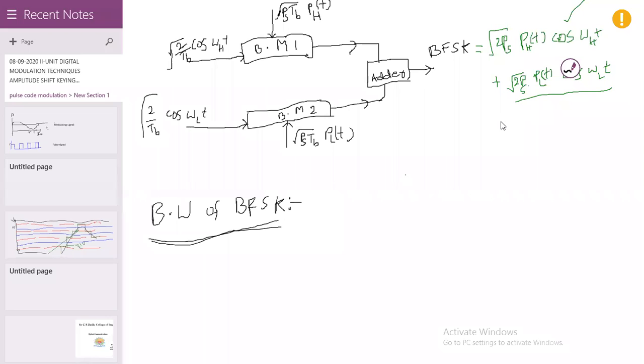For calculating the bandwidth of BPSK, we can directly take the bipolar signal. But in this case the data signal is unipolar, so again we convert the signal into bipolar. After that, you have to calculate the power spectral density of the signals, and from that calculate the bandwidth of the signal.